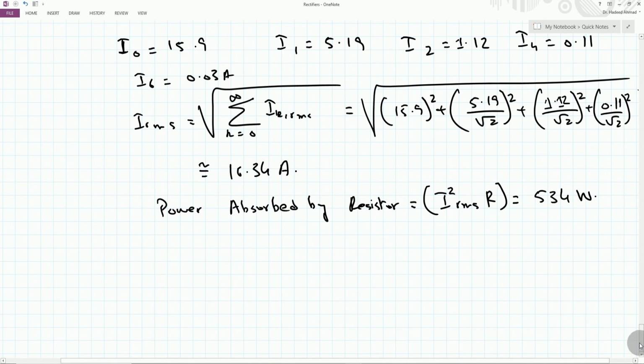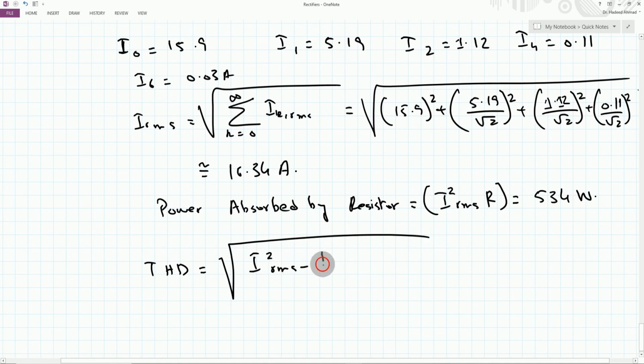So the THD for this can also be calculated by this particular expression, the square root of I square RMS minus I1 square RMS, divided by I1 square RMS, and by using this particular expression, you can find the value of the THD.